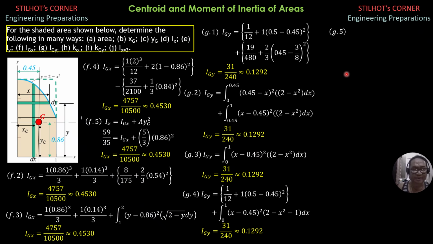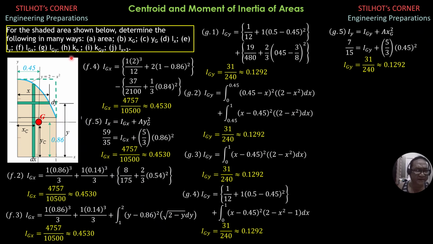Iy equals I_GY plus area times x_G squared. Iy, we already calculated. It was 7 over 15. Then I_GY plus 5/3 area, then x_G of 0.45 squared. So using your calculator, I_GY would still be 31 over 240 or 0.1292.